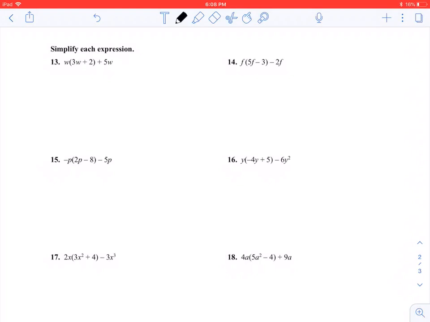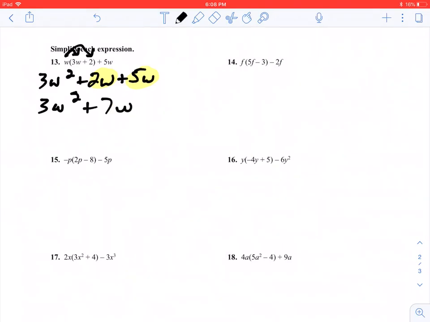And that is going to involve distributing the w first. So we have 3w squared plus 2w. And then we still have that 5w along there. And now we need to recognize the like terms, which are those two that I just highlighted. And we're going to write 3w to the second plus 7w.